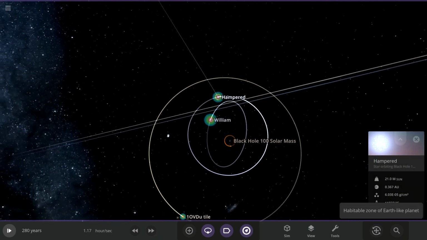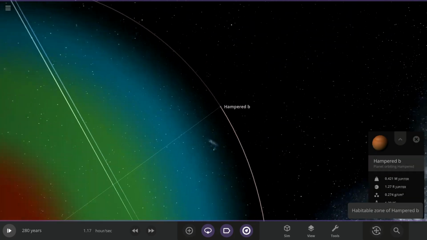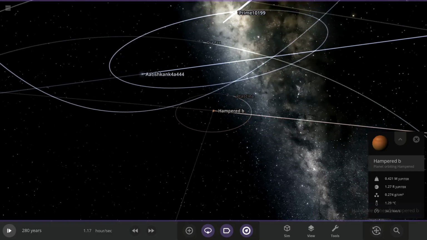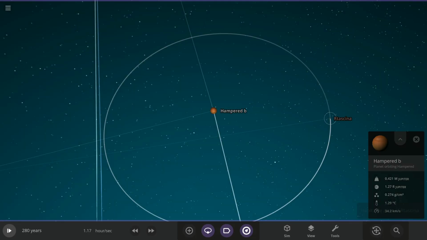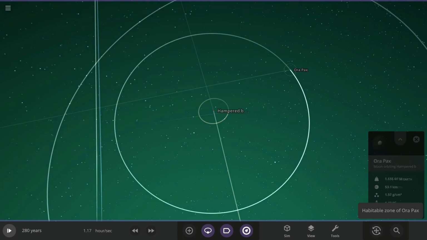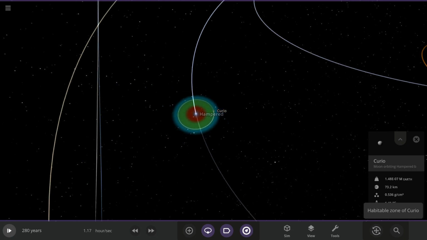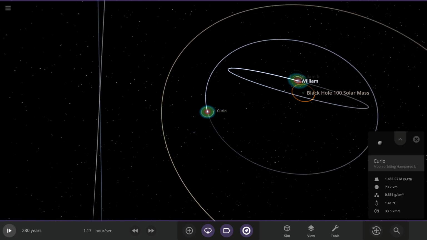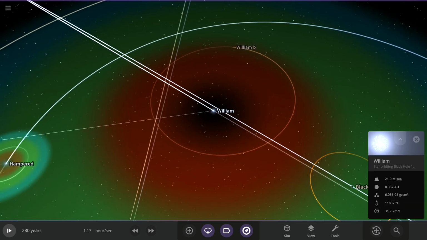Next we got Hampered with their planet here, Hampered B. Nice. Rataskina, Orapax, and Curio. Okay, we're getting really close. This is the final 2.